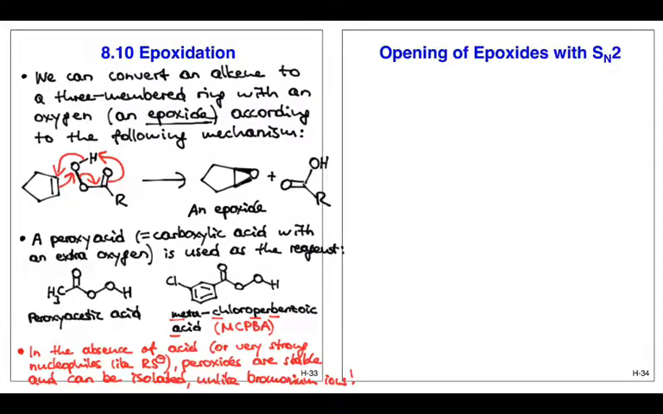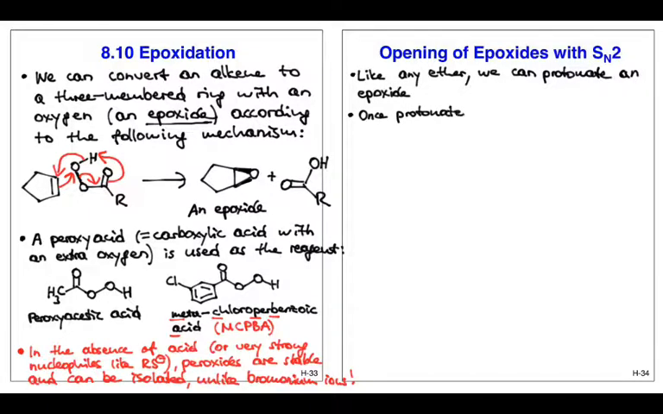But then what you can do is go ahead and open up these epoxides. And generally you do this with acid. These epoxides are just ethers, right? They're ether functional groups. And ethers, like water, you can protonate because you have an oxygen. So if you have a strong acid, you can protonate the epoxide oxygen, and that generates a really good leaving group.